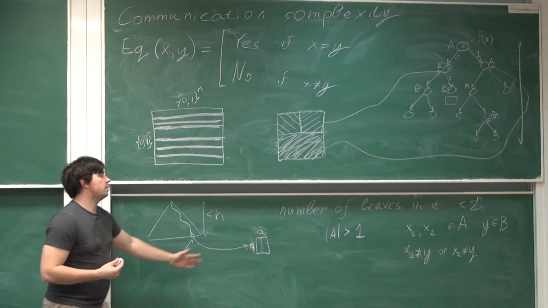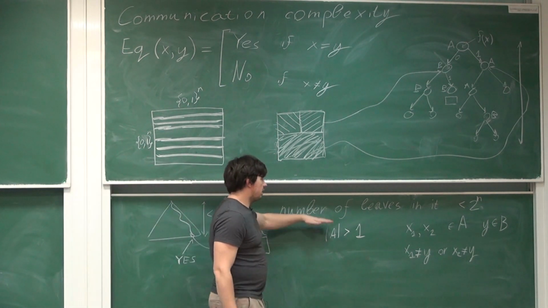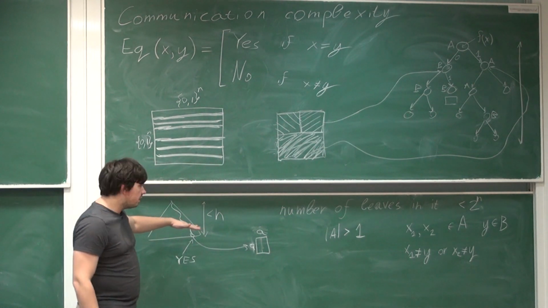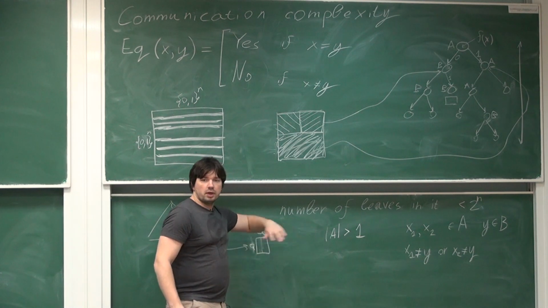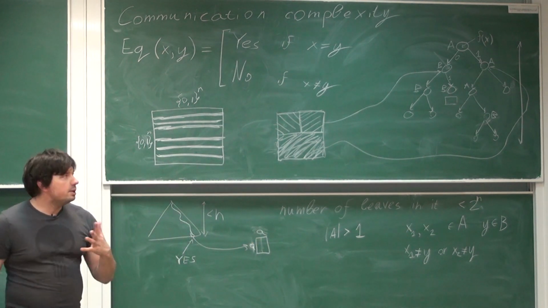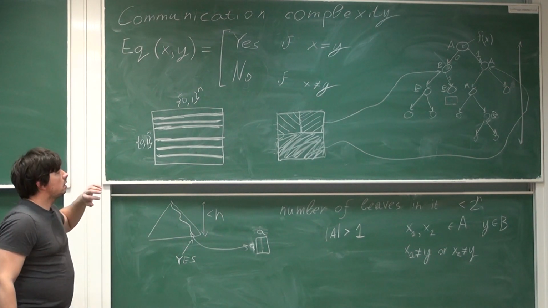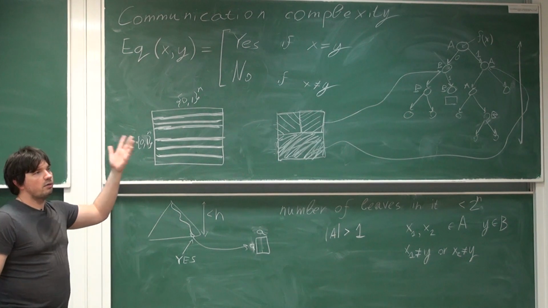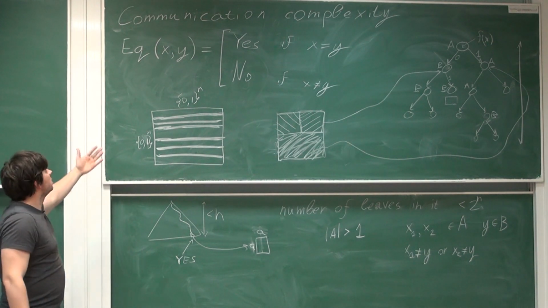And that contradicts the fact that we said, let's consider a protocol of depth less than n, which has less than 2 to the n leaves. This is a contradiction. That means that no protocol of depth less than n is capable of solving the equality problem.